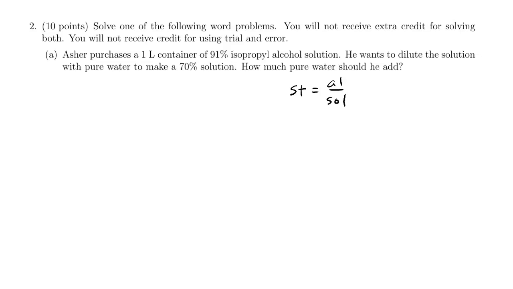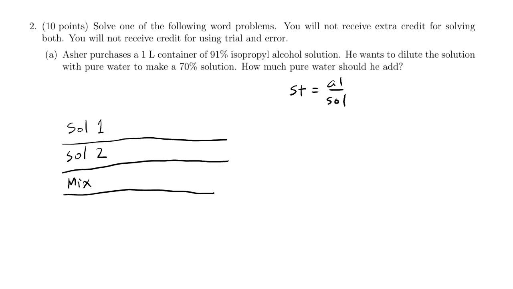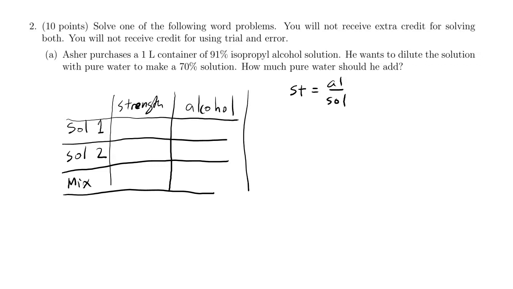And what you want to do is you want to have a solution 1, solution 2, and then the mixture. And for each of these, you want to write down the strength and the alcohol inside there, and then the actual solution.